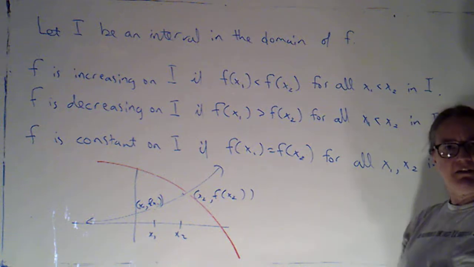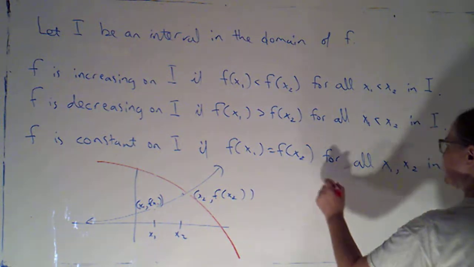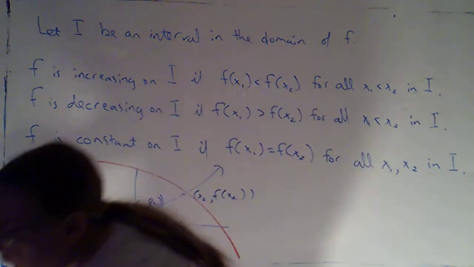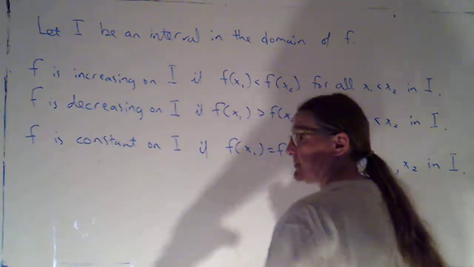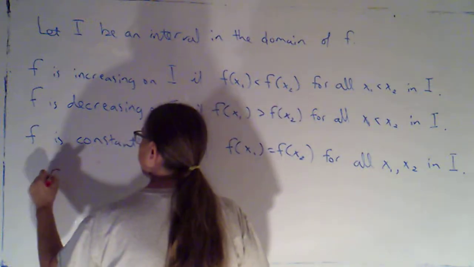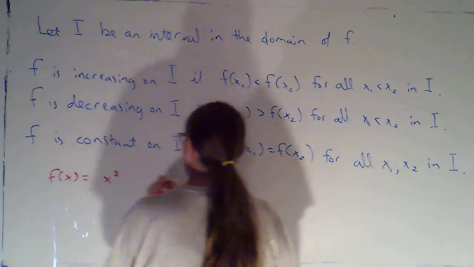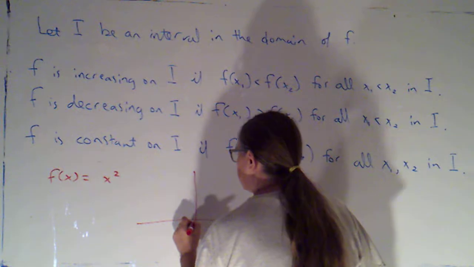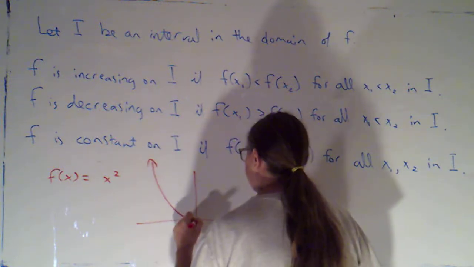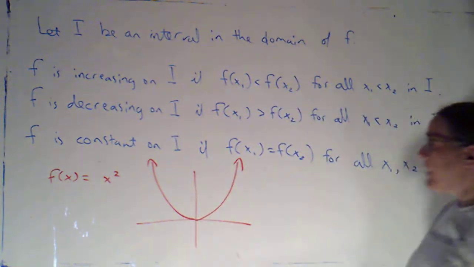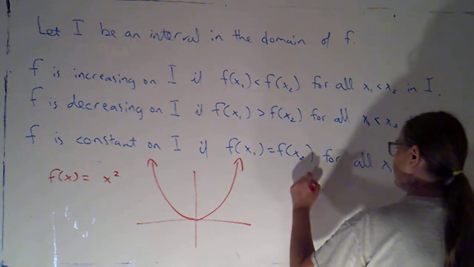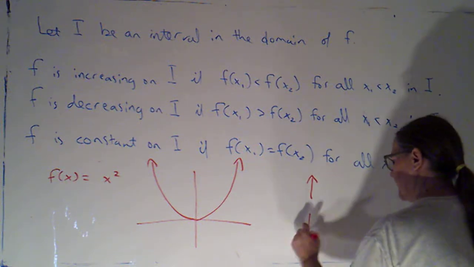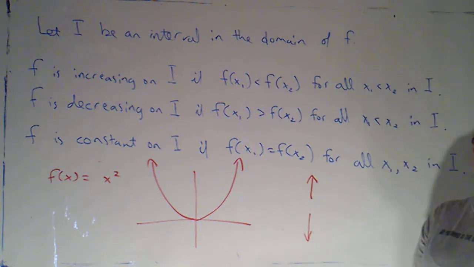Now, I mentioned at the end of the last video that there's a sort of interesting technicality here. I want to take a look at a function that we know and that changes its behavior. Let's look at f of x equals x squared. Now, that's this lovely parabola here. And what I want to do is I want to find the intervals where the function is increasing and where it's decreasing. I'm just going to abbreviate that with an up arrow for increasing and a down arrow for decreasing.